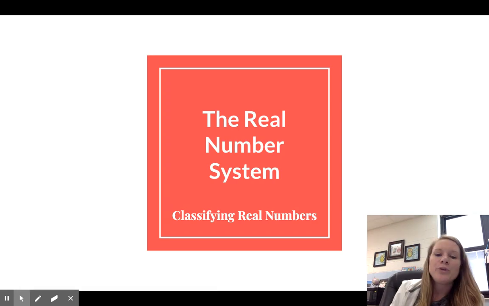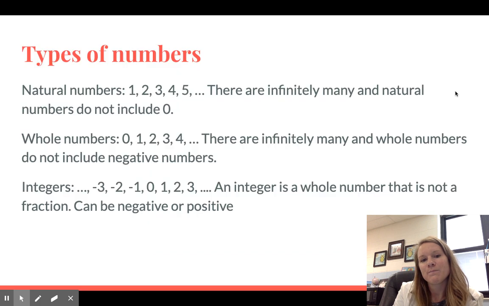We're going to talk about the real number system, classifying real numbers. This is indicator one, and let's get started.